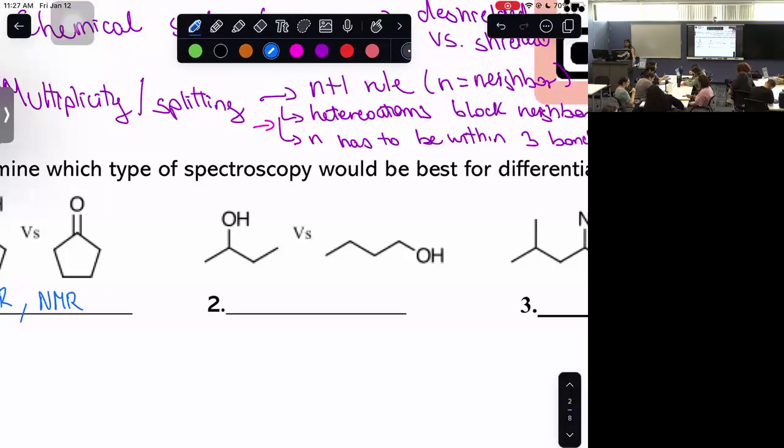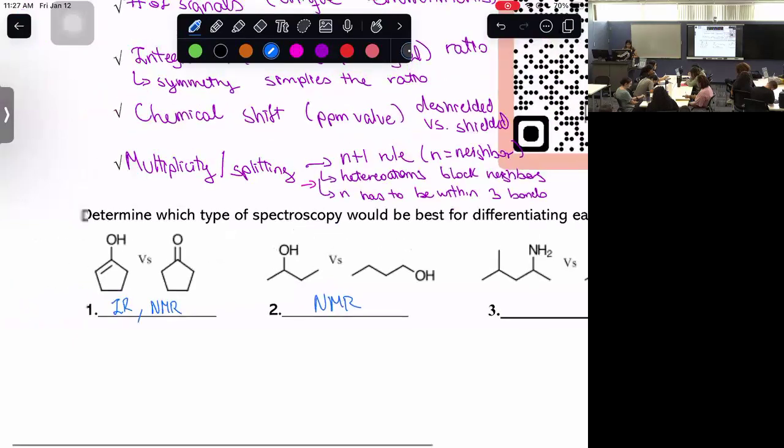Now, number 2, could I use IR to differentiate them? No. IR, why not? What do you notice? They're the same functional group. The same exact functional group is present. That's all that IR tells you, just functional groups. So if they're not different, the spectrum is the same. But what about NMR? That one is going to be different, so in this case, we use NMR to differentiate them.